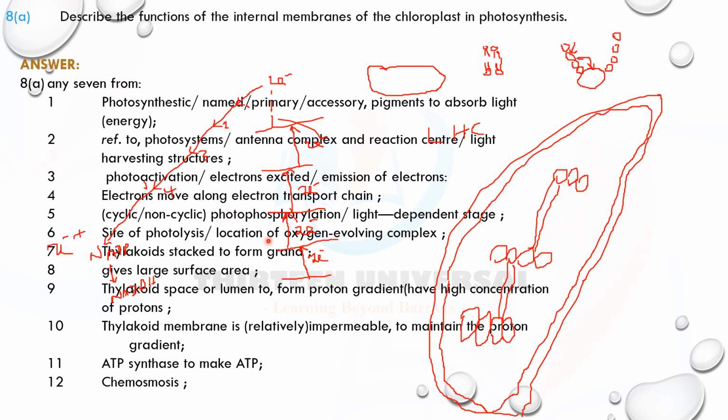We also have photolysis of water, which occurs in the photosystems, because it contains an enzyme called the oxygen evolving complex. The thylakoids stack to give a large surface area, and the space, or lumen, creates the proton gradient. ATP synthase also makes ATP. So all of these are contained in this, and they have different functions. That's 7 marks.